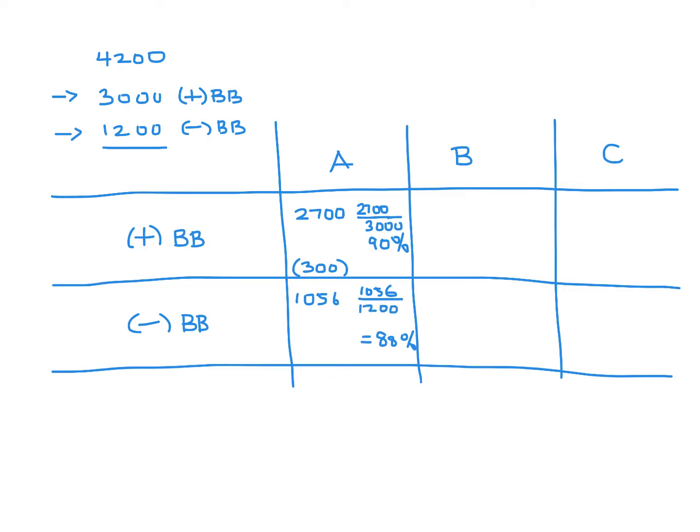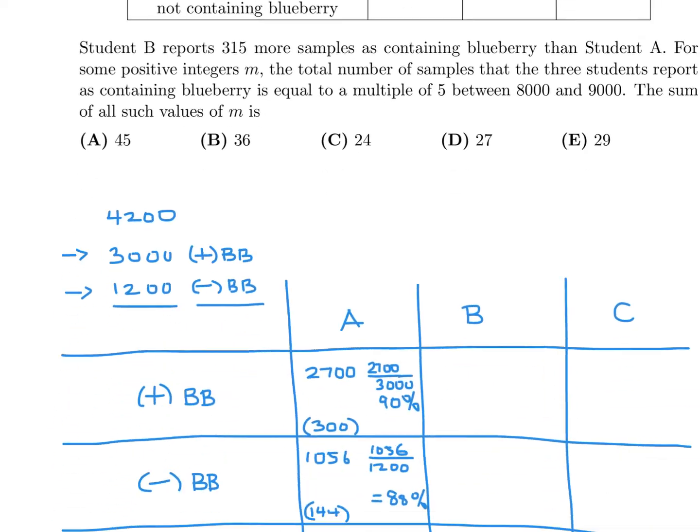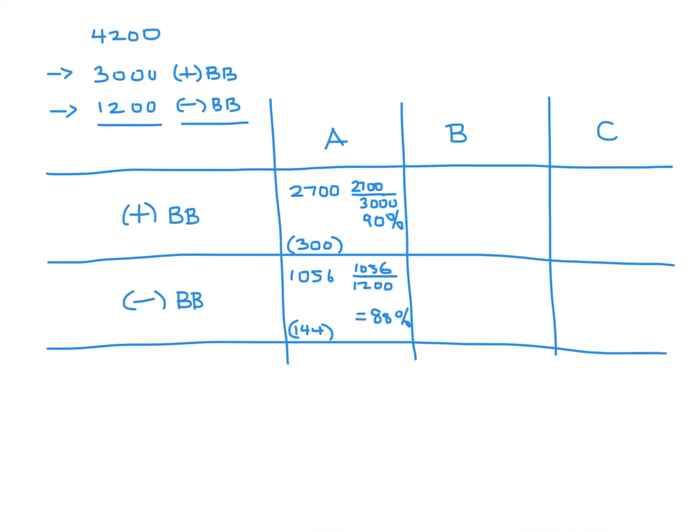And then the remaining 144 he was incorrect, meaning he tasted them, and even though they don't contain blueberry, he thought that they do contain blueberry, so he was incorrect about those. Okay, so that's how the numbers, you see there was numbers up here, see 90 and 88, see that? So that's why I purposely chose these numbers here to make the percentages the same. Okay, let's talk about B.